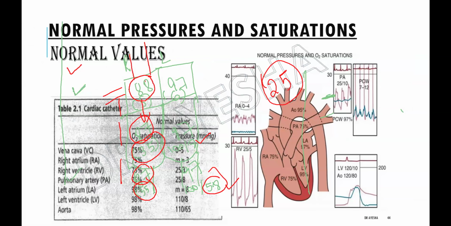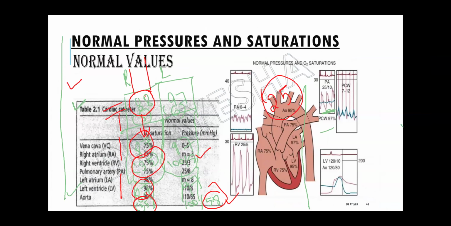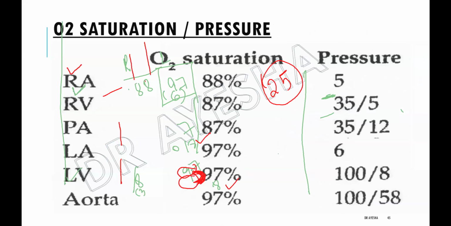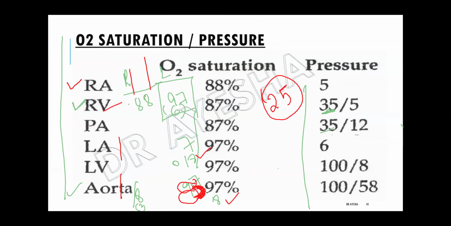When you see the normal values, that is okay. So for the normal values, this is okay. Left ventricle, this is the normal value they've given you: in the left ventricle, 100 by 8 and 110 by 65. So this is normal, okay? The diastolic difference is normal over here. So this is normal, okay? A slight change, but it's okay.